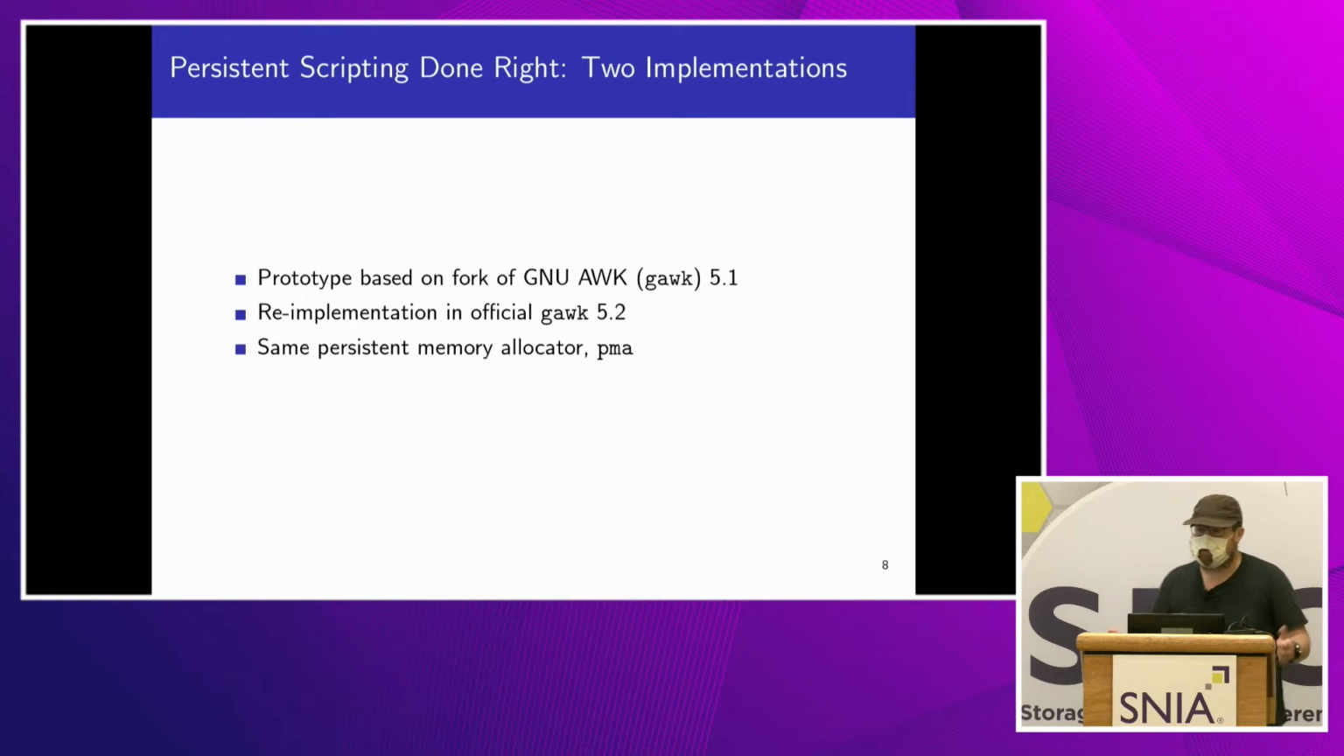There are two closely related implementations of persistent scripting. Their interfaces and under-the-hood plumbing differ a little bit. The first implementation is the prototype that my co-authors and I developed based on a fork of the GNU awk or gawk source code. The prototype proved the basic concept of persistent scripting and supported our first round of performance evaluations. The prototype inspired gawk maintainer Arnold Robbins to re-implement similar but more general functionality in official gawk. The new persistence feature is available in version 5.2 of gawk, which was released earlier this month. Both the prototype and official persistent gawk use my persistent memory allocator called PMA.